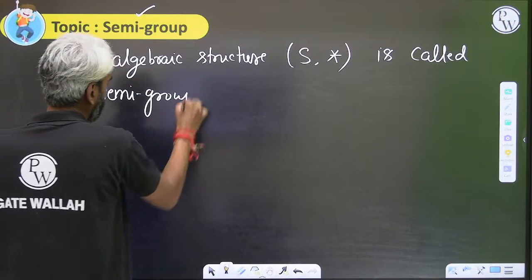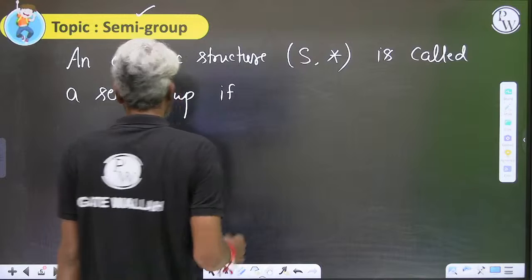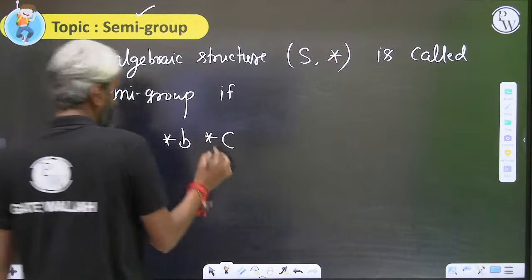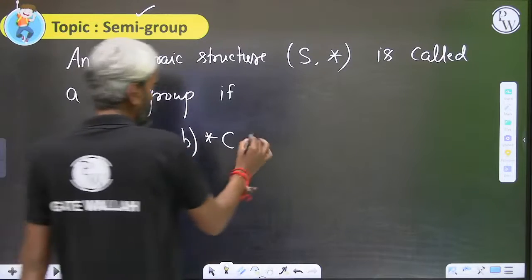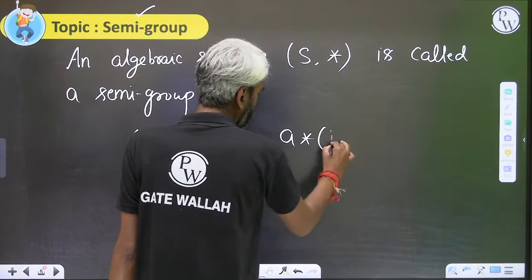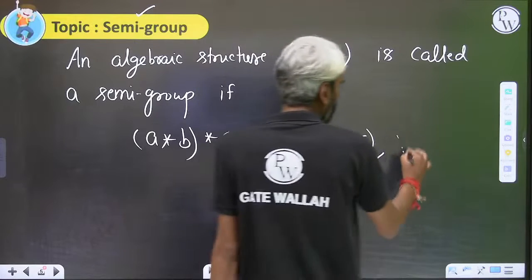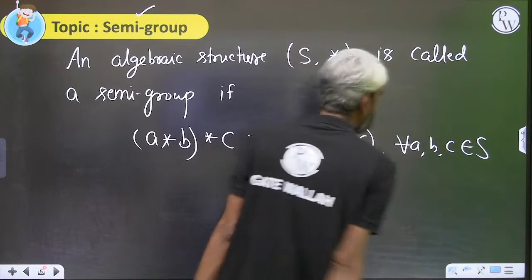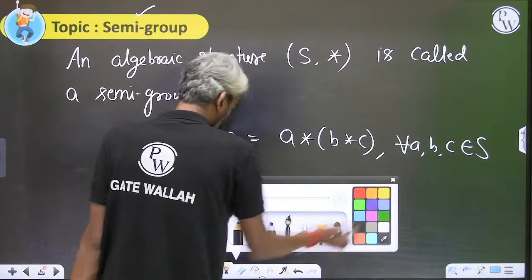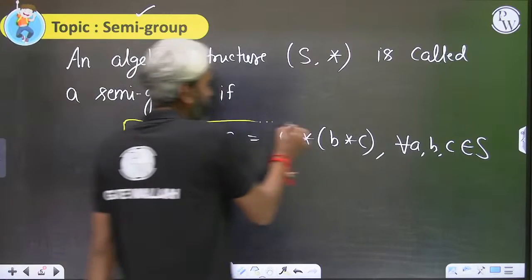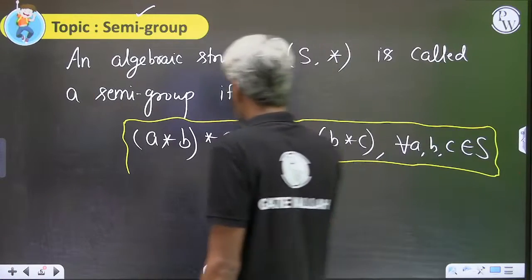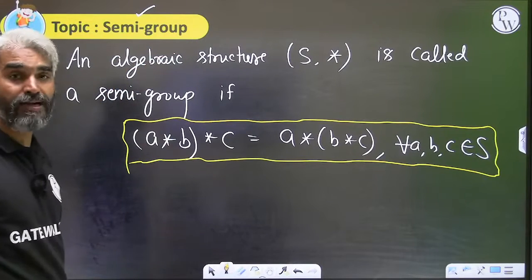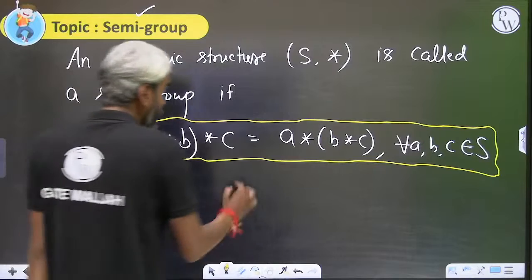if (A asterisk B) asterisk C is equal to A asterisk (B asterisk C) for all A, B and C belonging to set S. That means for a set S with respect to binary operation asterisk to be called a semigroup, it must be closed because it is an algebraic structure. Apart from that, the binary operation asterisk must be associative.